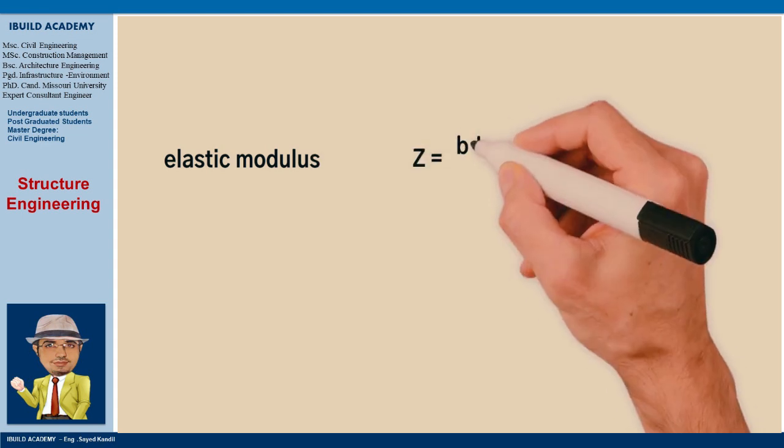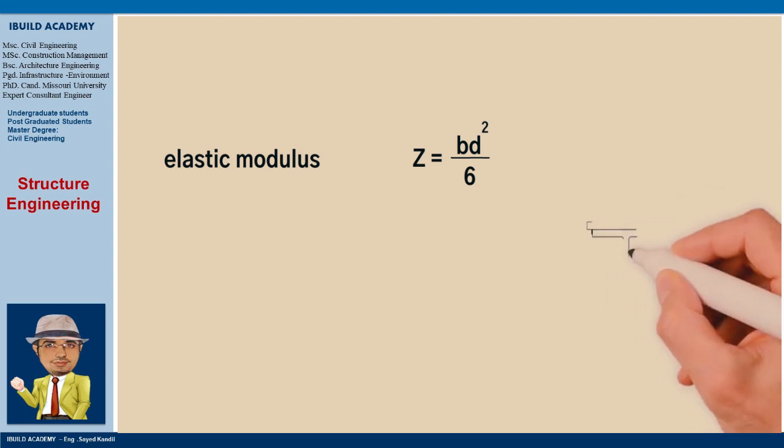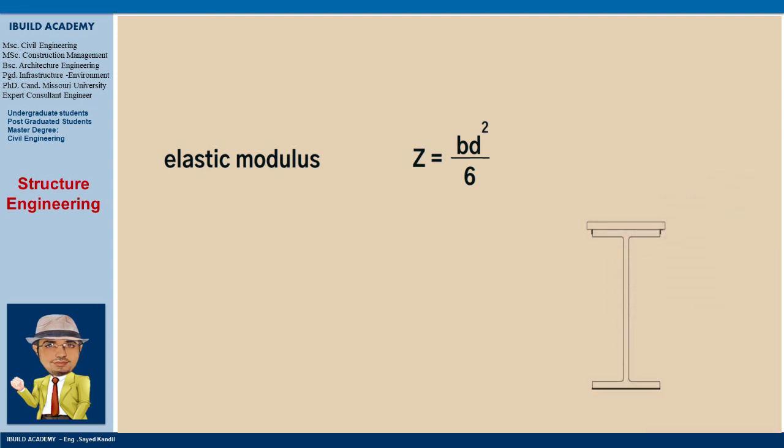The next equation is the elastic modulus used for calculating moment resistance. We commonly use this when determining the bending resistance of a flat plate section, such as an I-beam with a top plate on. You need to check that plate for a bending moment. For a rectangular section, B is the width and D is the depth.